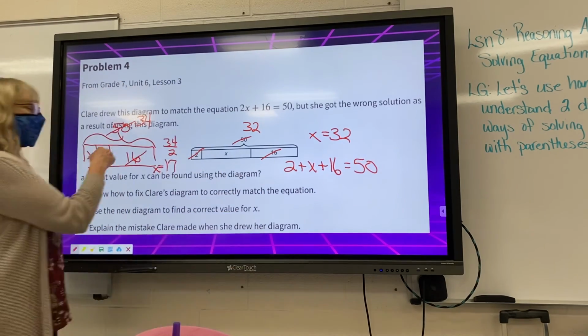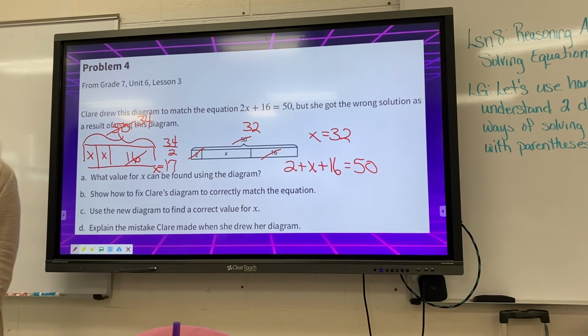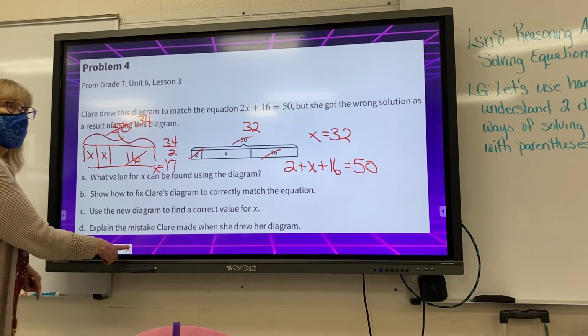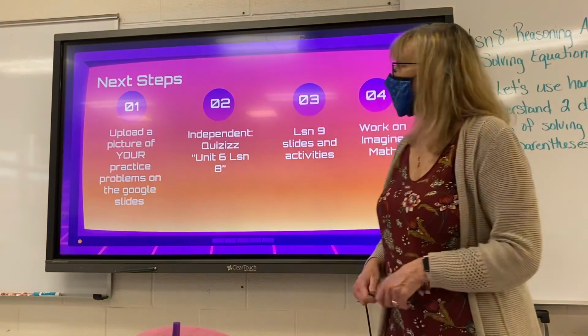And is that the same as that? No, because this one only has 1 x in it. Okay? Good job! And you all said you don't like tape diagrams. Depending on what it is. All right, anybody need more time? Looky there. I got through it.